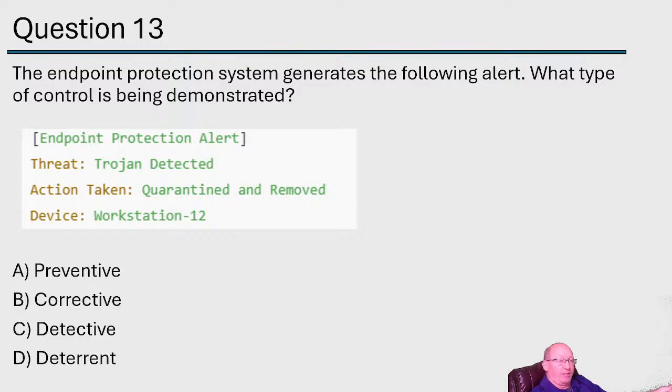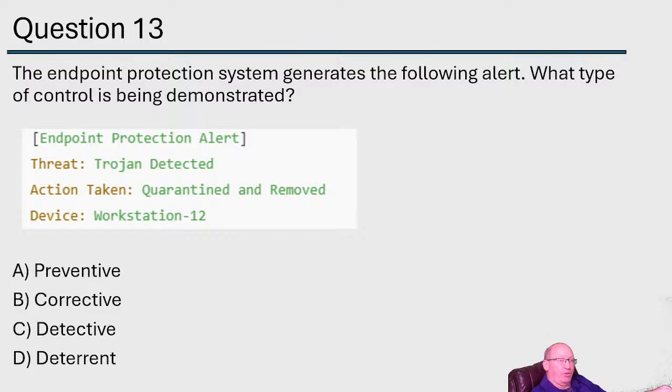Then we have a corrective control. Did something happen and then we did this? Well, yeah, we saw that a Trojan was detected and then we quarantined and removed it. Definitely a corrective control. But is it a preventive control or is it a corrective control? Because we prevented it from taking hold, didn't we? And so it really comes between A and B. A and B so far.